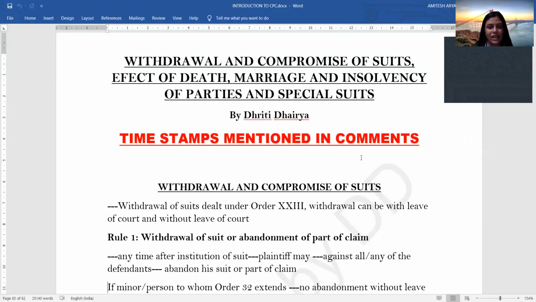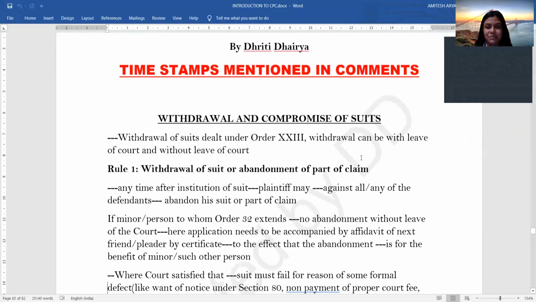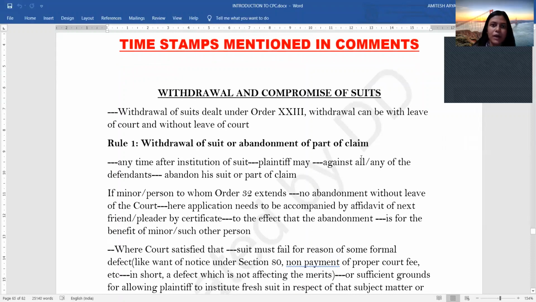So without any further delay, we should now move on to the first topic of today, that is withdrawal and compromise of suits. Now, whenever we read something, first we need to see the provision. So that is Order 23, where withdrawal can be of two types. First, you're taking the leave of the court or you're not taking the leave of the court.